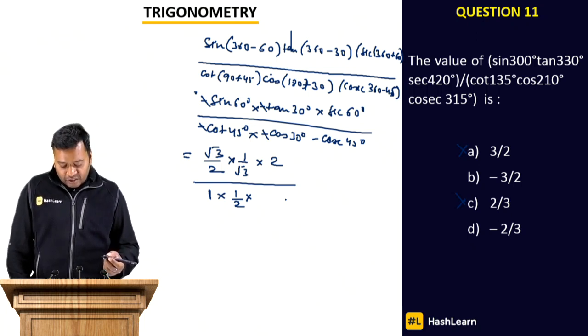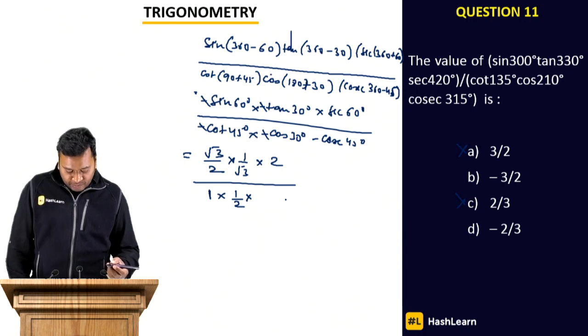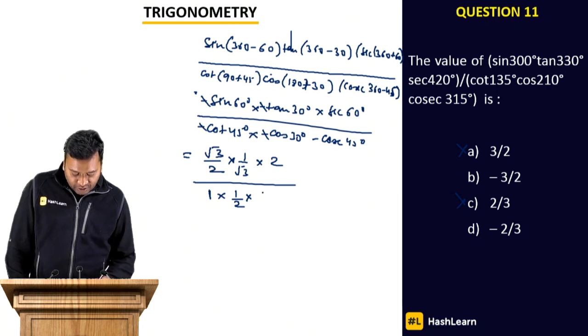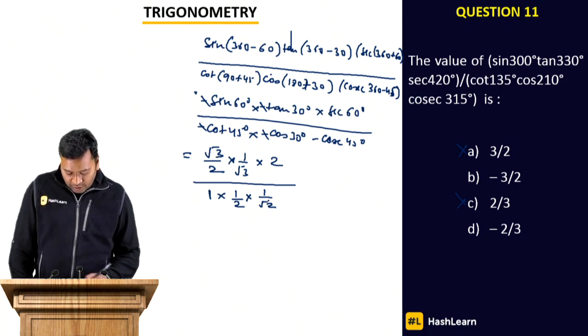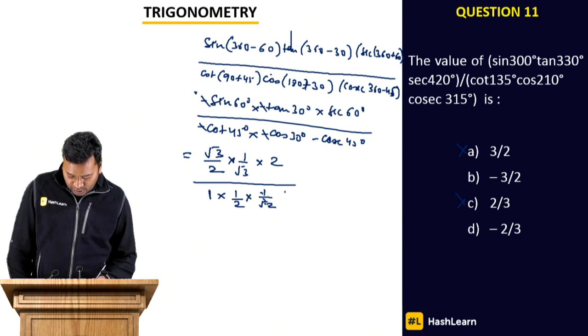Sin 45 is nothing but 1 by root 2, right? So cosec 45 is nothing but 1 by root 2 here. Sorry, opposite of this. That means it's nothing but root 2 in this case. Again, root 2 will be the value here.